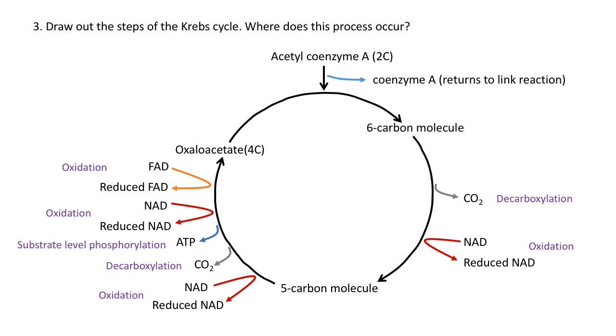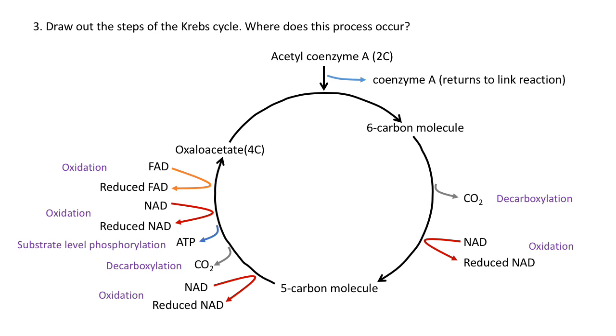and so a lot goes on between the conversion of the 5-carbon molecule back to oxaloacetate, that 4-carbon molecule. So there are 2 reduced NAD that are produced from the oxidation of that molecule, and there's the production of 1 reduced FAD, another oxidation reaction of the 5-carbon molecule. And then we also have ATP produced, and that is called substrate level phosphorylation in this case, to differentiate it from oxidative phosphorylation, which we'll talk about in a moment, and there's also another decarboxylation reaction.